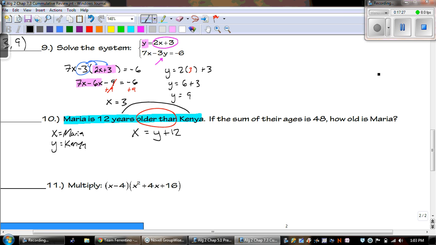Okay, the sum of their ages, that's our next equation. The sum of their ages is 48. That means when I take the two of them together, it equals 48. Now, I want to know how old Maria is. And this is just like number 9. So I'm going to pause the video, and you guys are going to solve this all on your own. Good luck.